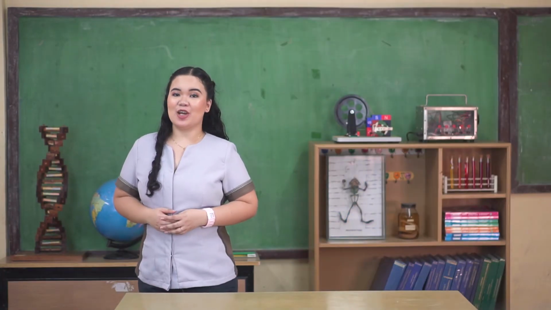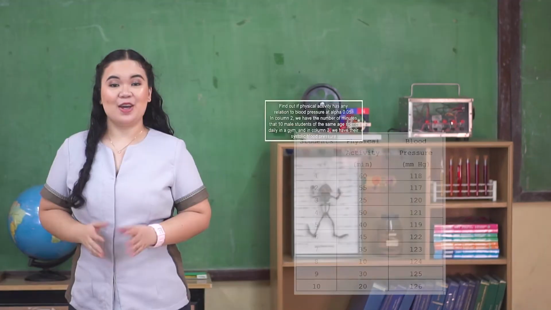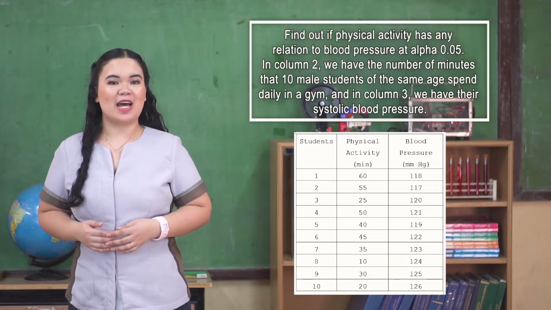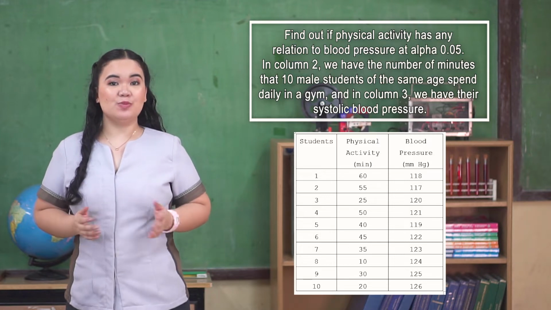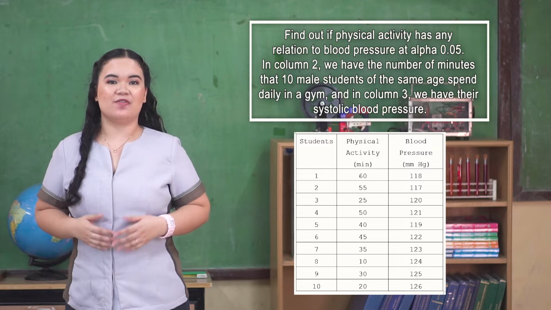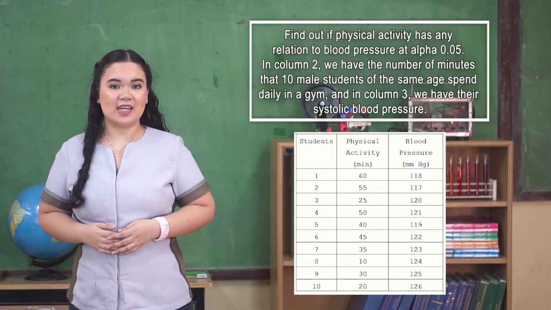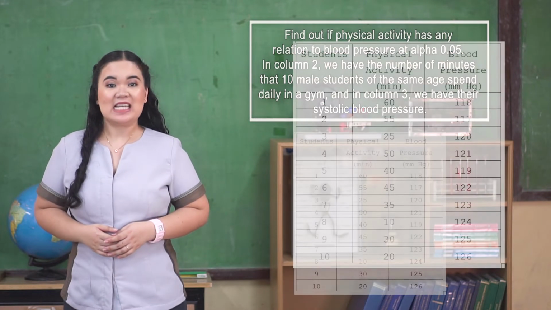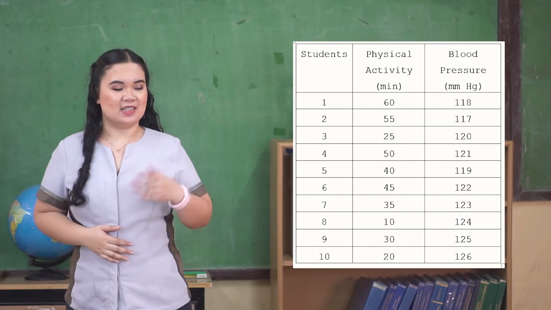Now, let us try to use Spearman rank correlation coefficient in this problem. Find out if physical activity has any relation to blood pressure at alpha 0.05. In column 2, we have the number of minutes that 10 male students of the same age spend daily in a gym, and in column 3, we have their systolic blood pressure. Step 1. Create a table of the data obtained.